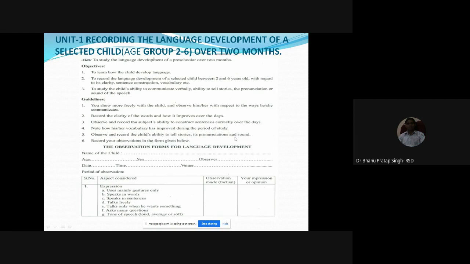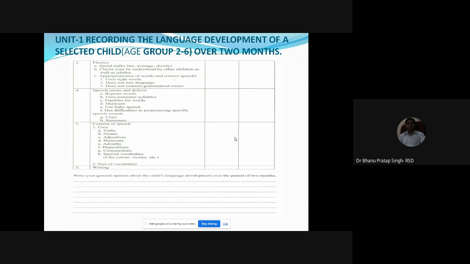So next, the second parameter is fluency. Fluency also has three subcomponents. First is speed. What is the speed of the child? Is it very fast, average, or slow? First you write the observation here, and your particular opinion, meaning why he or she is so speedy, why he or she is average, and why he or she is slow. You can write your opinion.